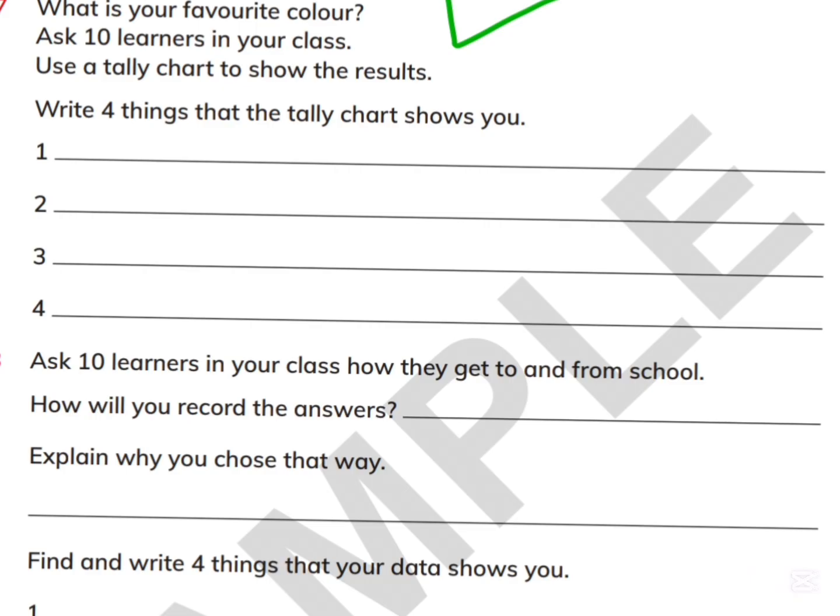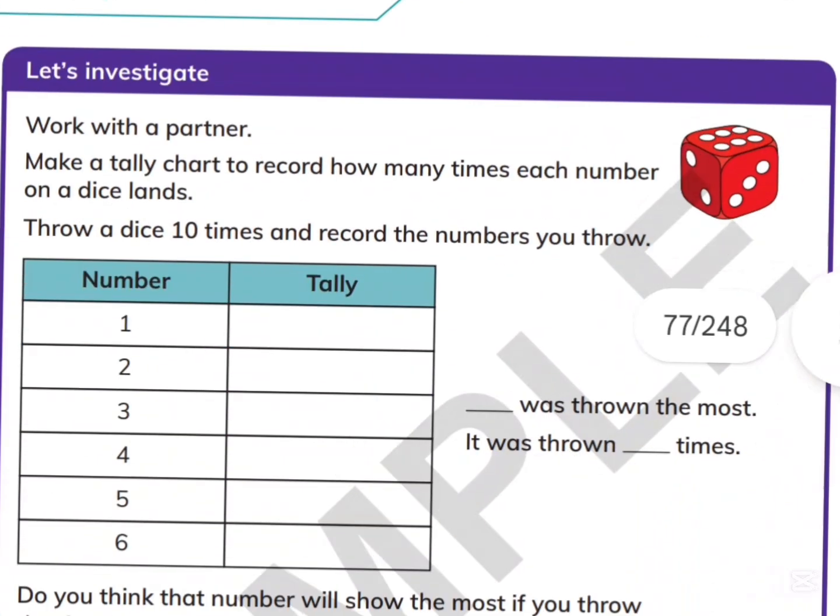Ask 10 learners in your class how they get to and from school. How you will record the answers. Explain why you chose that. I will write the answer in Tally and I will choose the Carroll diagram. You can write this one. Okay, this is the activity. You will do it by yourself. Again, if you have a problem, you can ask me. Write what is the same, what is the difference. So you have to write the same or difference between these things.